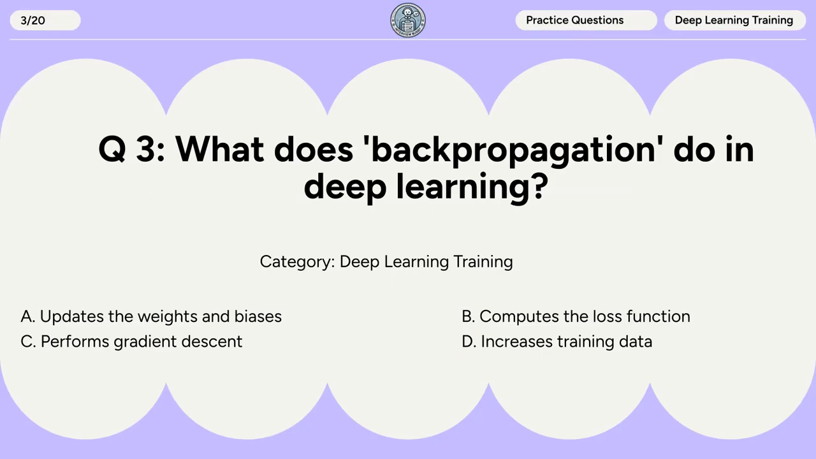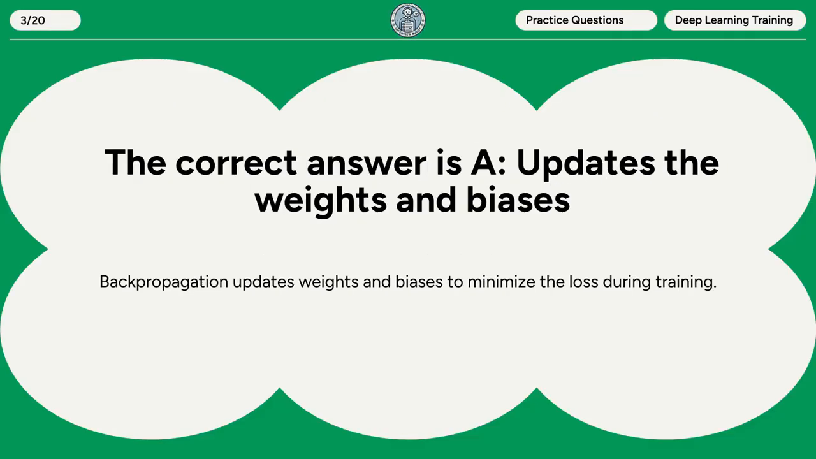Question 3. What does backpropagation do in deep learning? A. Updates the weights and biases. B. Computes the loss function. C. Performs gradient descent. D. Increases training data. The correct answer is A. Updates the weights and biases. Backpropagation updates weights and biases to minimize the loss during training.